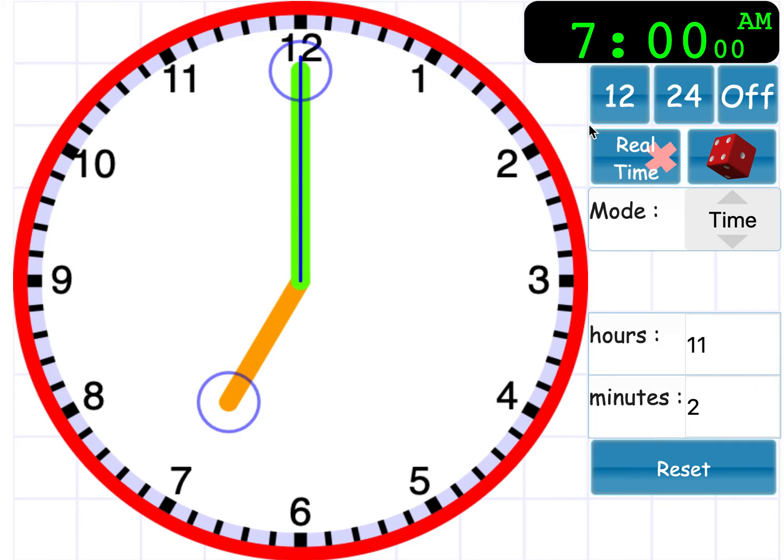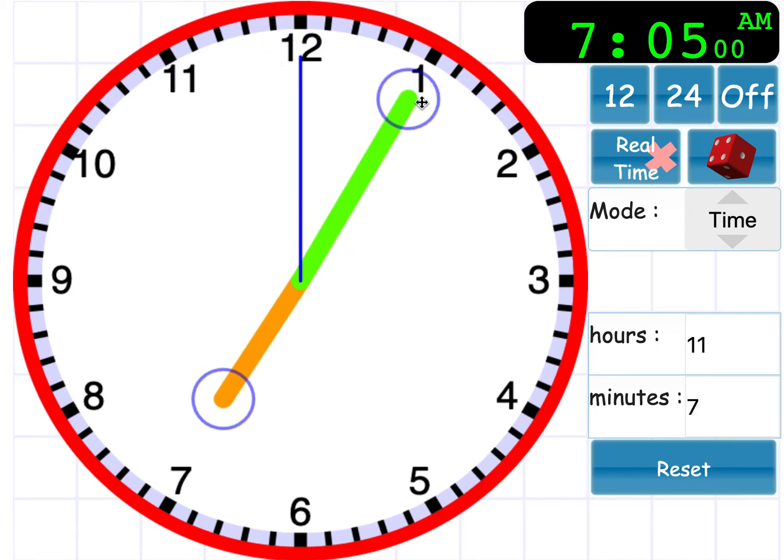So at the moment the time is 7 o'clock in the morning. So it's 7:00 a.m. 7 in the morning. So 7 a.m. Let's just move it to the 1. Now the time has changed. It's 7:05 a.m. Even though we were looking at this digital display, we could say it's 7:05, but we could also say it's 7:05 from looking at that.